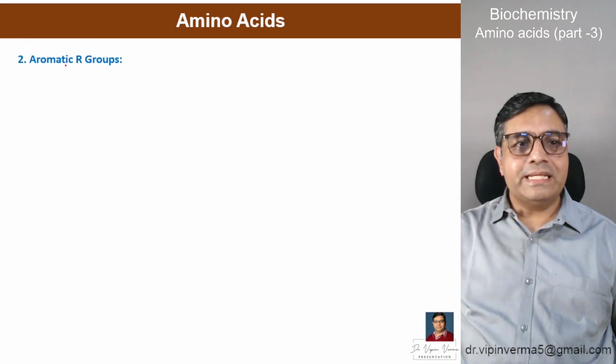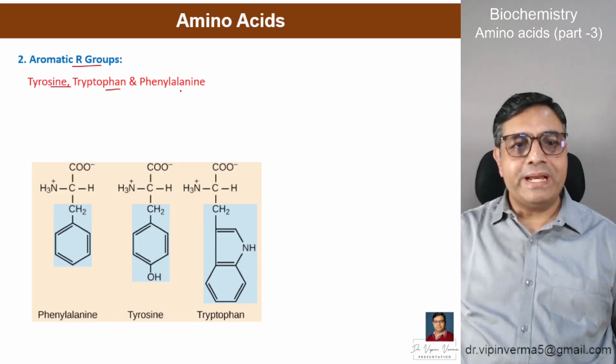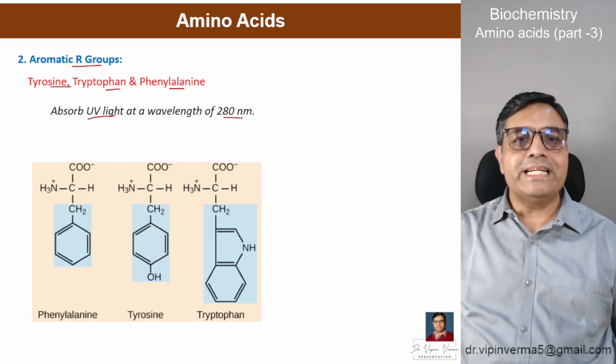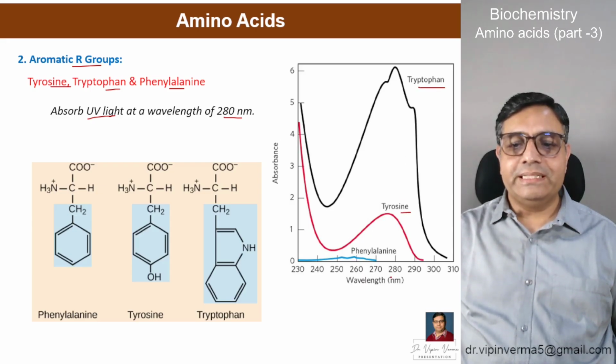Now the second category is the aromatic R groups. Here we have tyrosine, tryptophan and phenylalanine. You can see all have aromatic groups. These aromatic groups are very important because they absorb UV light at a wavelength of 280 nanometers. Here is the tryptophan, here is the tyrosine, and this is the 280 nanometer wavelength, and they give the best peaks somewhere around this region, and that is the basis of the characterization of the protein.